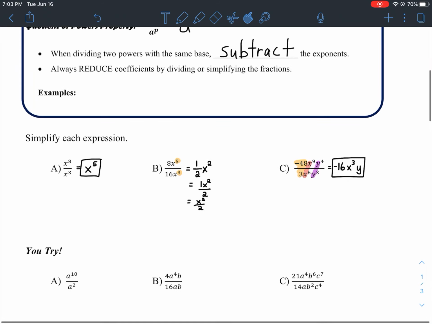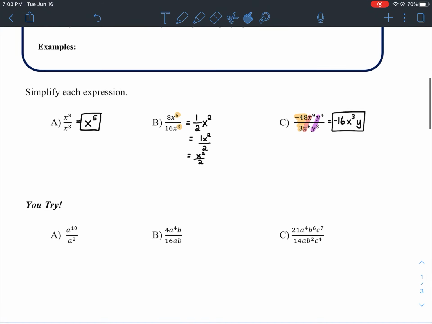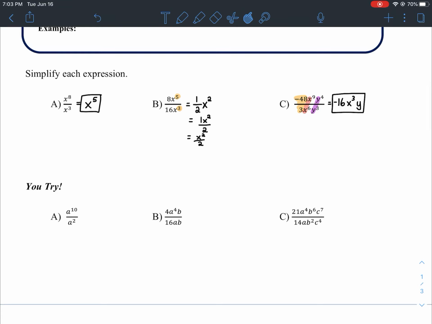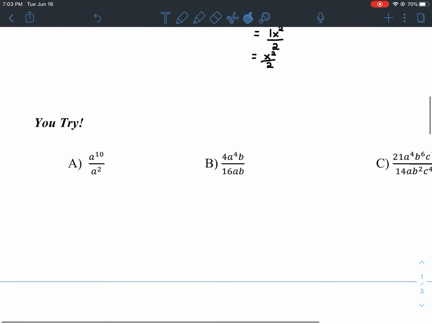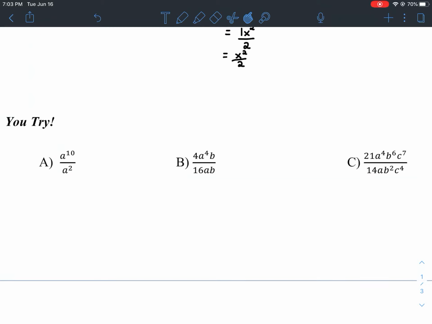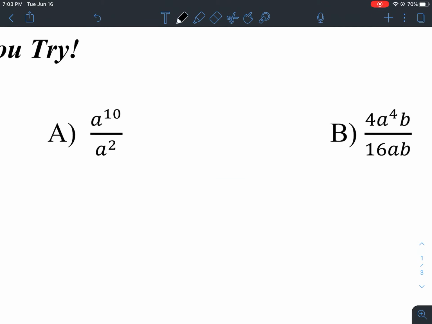So the quotient of powers property is pretty easy. What I want you guys to do is pause this video and see if you can try A, B, and C. Okay, welcome back. So I'm going to do A, B, and C just so you can check your answers here.